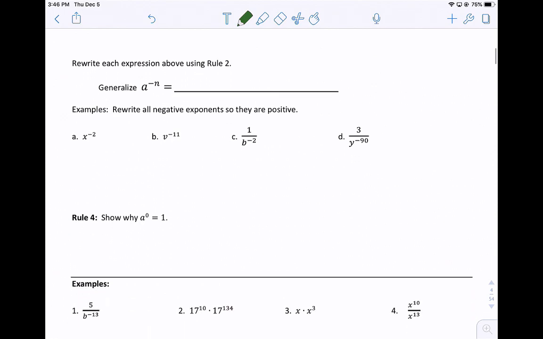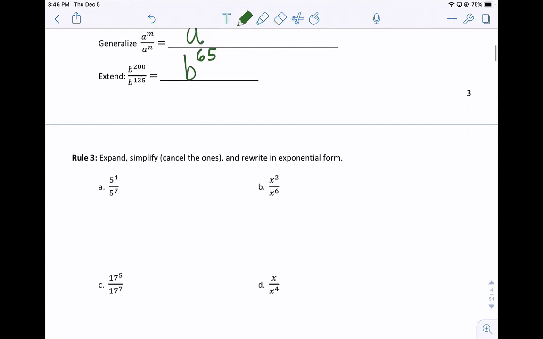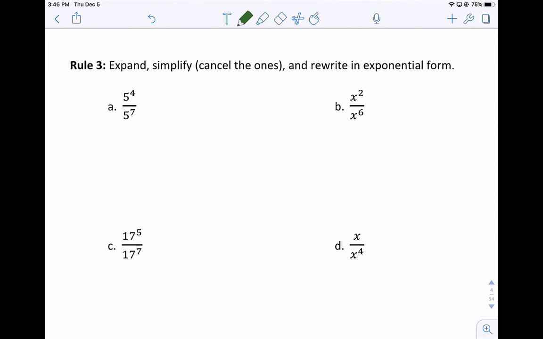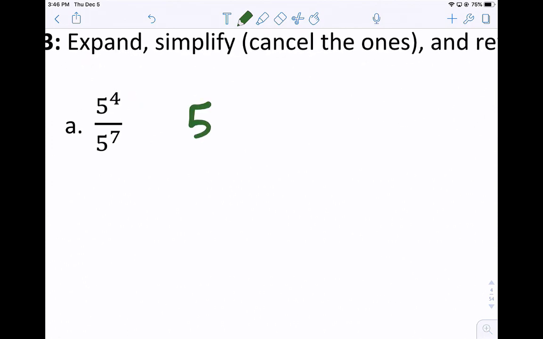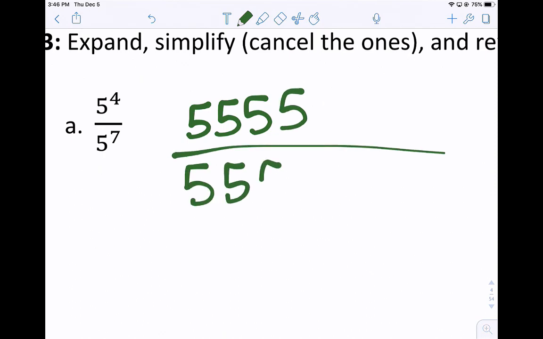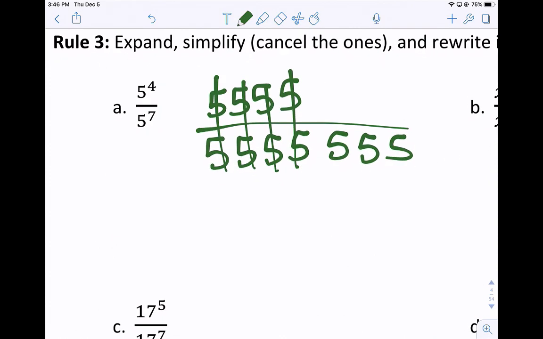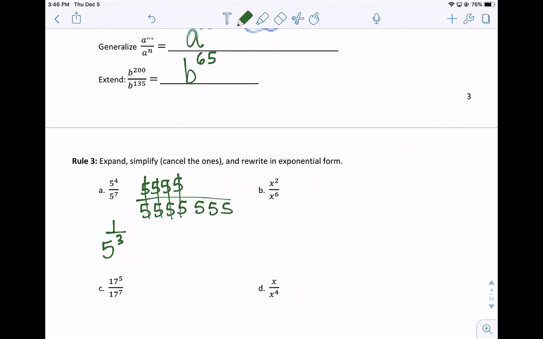Okay, we got 2 rules left, and then we'll practice some. So rule 3, can you expand and simplify, cancel the 1's? Okay, so now we have 4 5's on top. We have 7 5s on bottom. So when you cancel, you have 3 left on the bottom and you have a 1 on the top. So this is 1 over 5 to the third power.